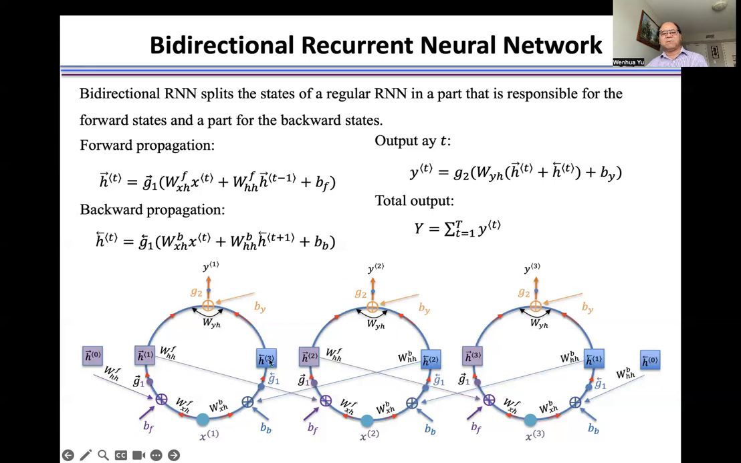Once we have the hidden state from the forward direction and the backward direction, we put them together, plus this bias, as the input to this nonlinear activation function to predict the current output. So in this way, the current prediction uses the information from the previous input and from the future input together to predict the current output.